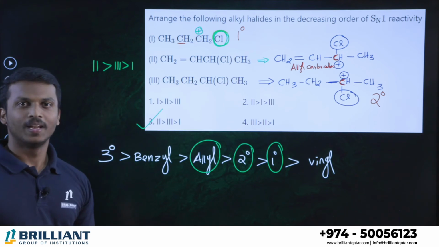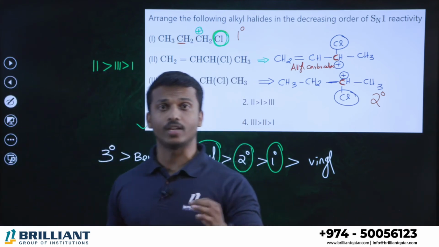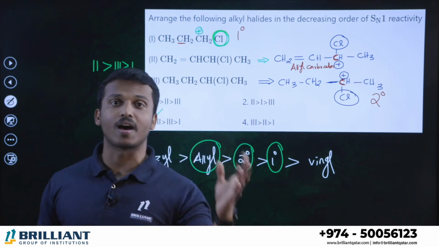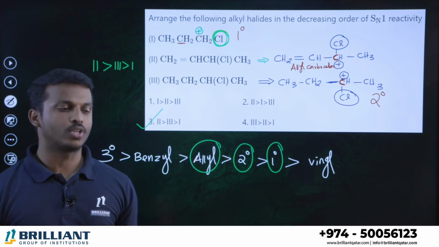2, 3, 1. Okay. So whenever they ask you a question related to the SN1 mechanism, try to remove the halogen, make the carbocation, and identify which carbocation is forming. Another testing question.